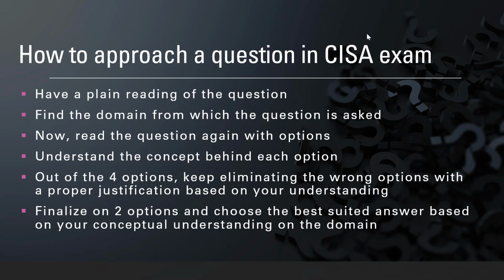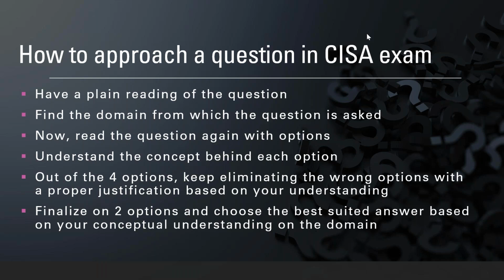Then finalize on the two options. Choose the best suited answer based on the conceptual understanding of the domain. There is always a meme around the CISA where the two options always look like twins. There is a thin line of difference between two options. To identify that thin line of difference, you need a strong understanding of the concept behind it. The steps look very simple, but unless you undergo these steps, there is always a chance that you might go wrong because you are in the hot seat.